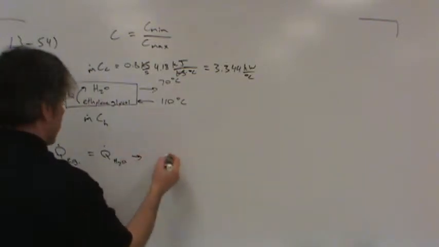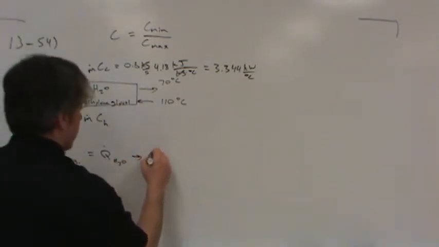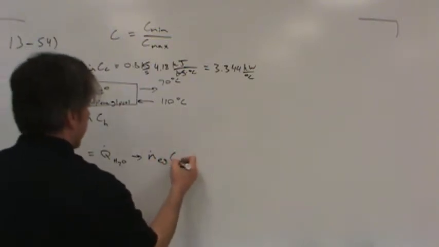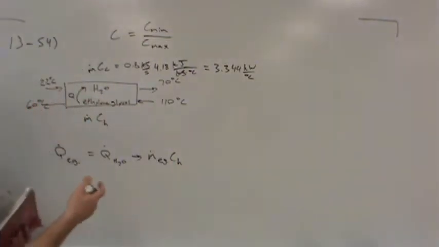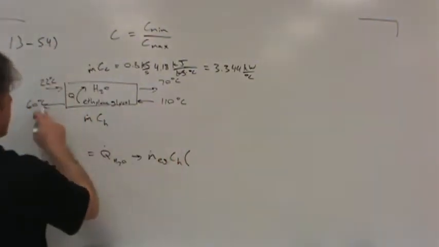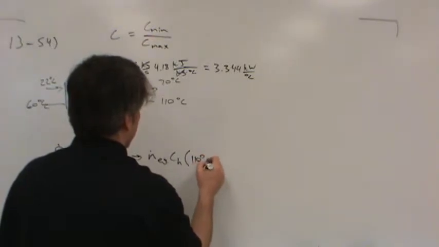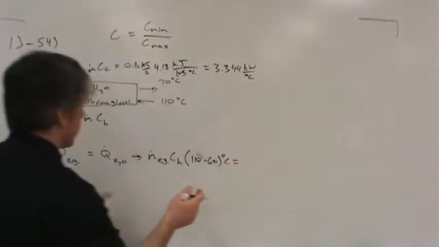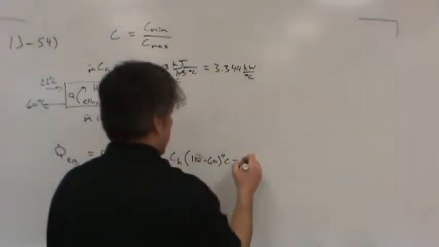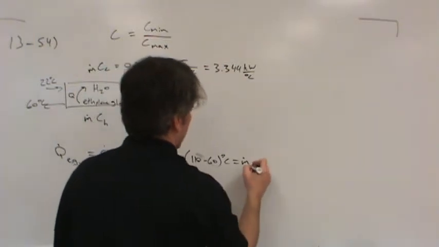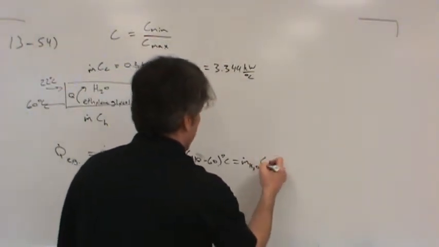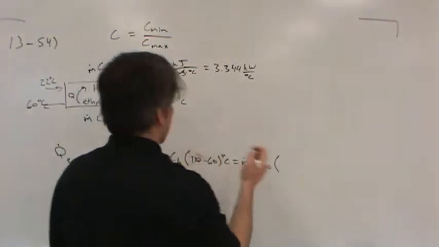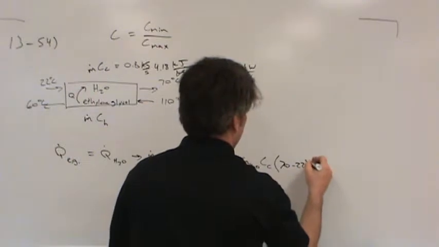Well, we could expand this and say that the mass flow rate of the ethylene glycol multiplied by the heat capacity of the ethylene glycol on the hot side multiplied by the temperature change of the ethylene glycol, so 110 less 60 degrees Celsius, equals the heat flow rate into the water. But that's just the mass flow rate of the water times the heat capacity of the water, which is the cold side, multiplied by the temperature change of the water, which is 70 less 22 degrees Celsius.